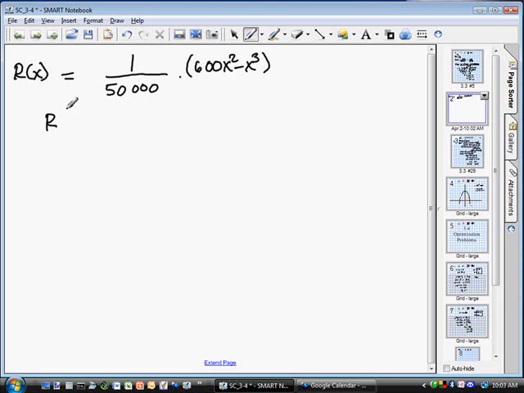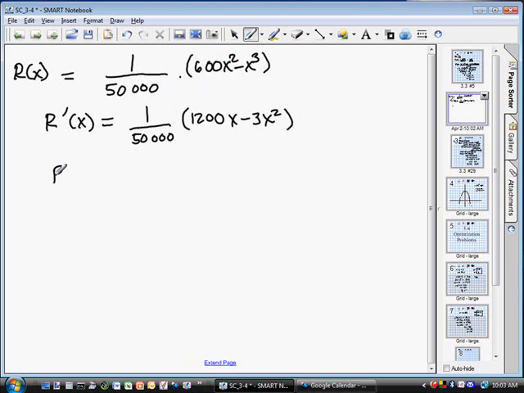So we need to first find R prime of x. Product rule: the first times the derivative of the second, plus the second times the derivative of the first. Well, the derivative of the first is 0, so do I even need to do that second part? No. So I don't need any more. Well, let's just go forward.